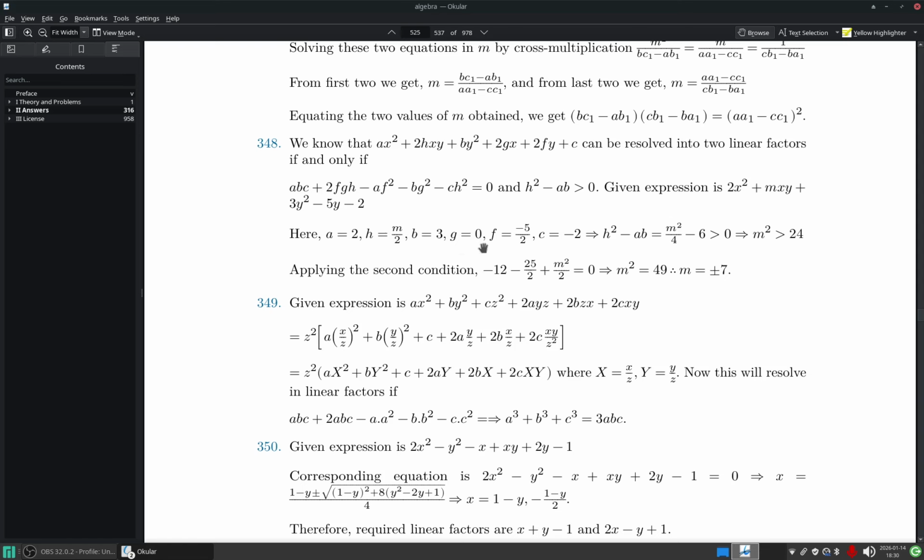So for the given expression, we have a equal to 2, h equal to m by 2, b equal to 3, g equal to 0, f equal to -5 by 2, c equal to -2. So h² - ab is m²/4 - 6, which must be greater than 0, so m² is greater than 24.